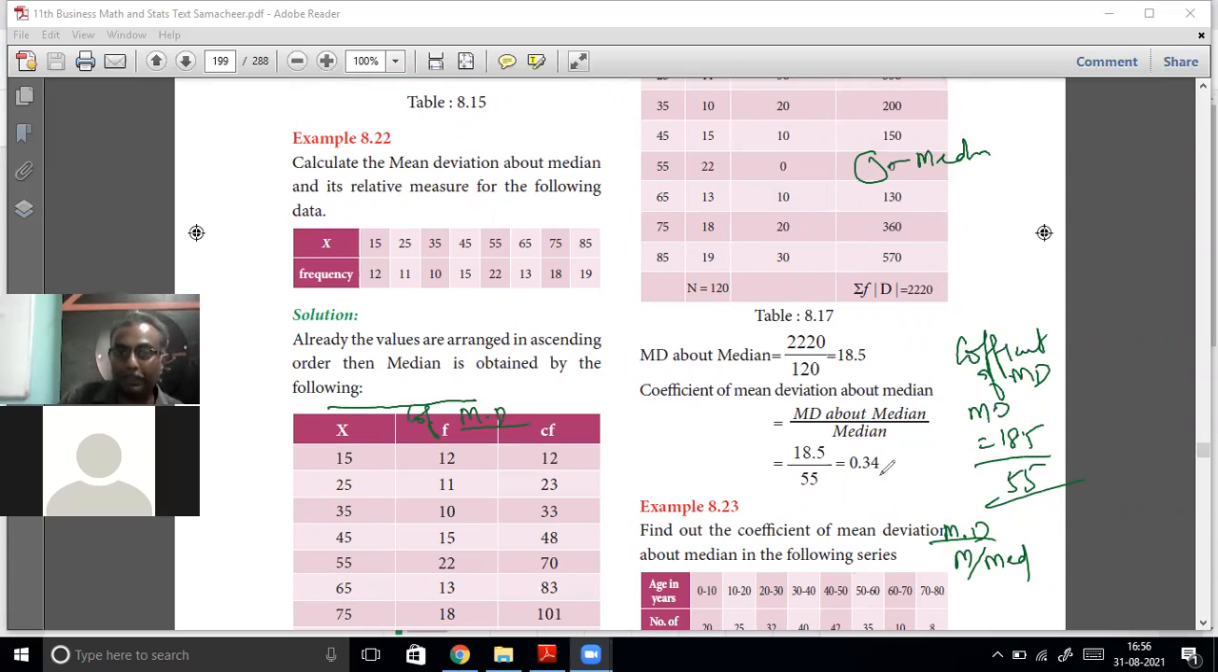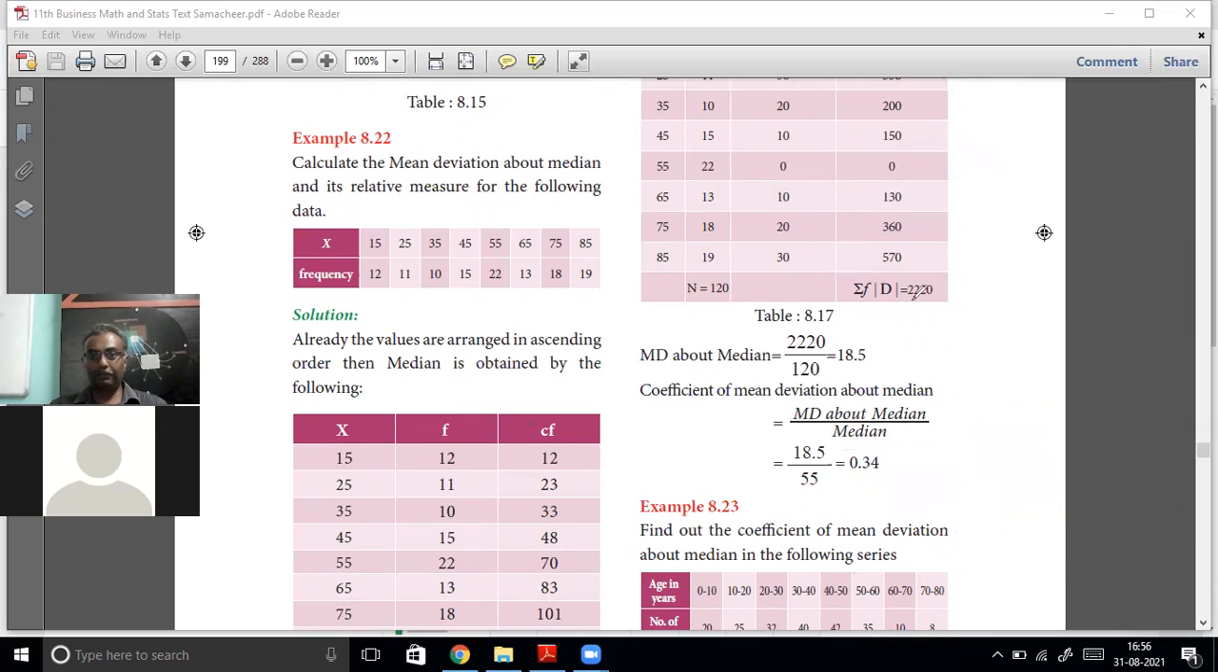Now you can compare this with another data set. That is all there is. Okay, so what was different? First you find the median. When you find the median, you have to use cumulative frequency and then the n plus 1 by 2th value, and correspondingly you read off x. That x will be 55. So that is the median that you found out.